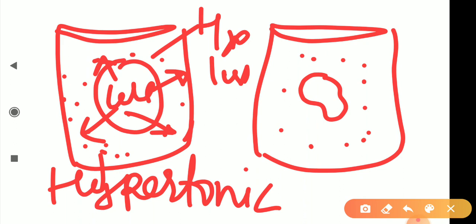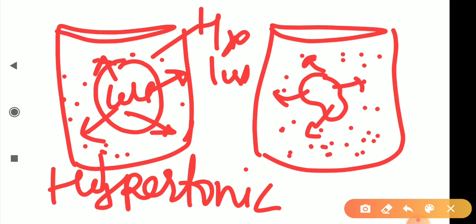Now the RBC has shrunk because of the loss of water from it. This is the condition when the red blood cell is kept in a hypertonic solution. Due to exosmosis, the shape of the cell is going to shrink, due to the loss of water from the cell. So in this particular condition, what happened? We have kept the red blood cell in a hypertonic solution. It means a more concentrated solution.